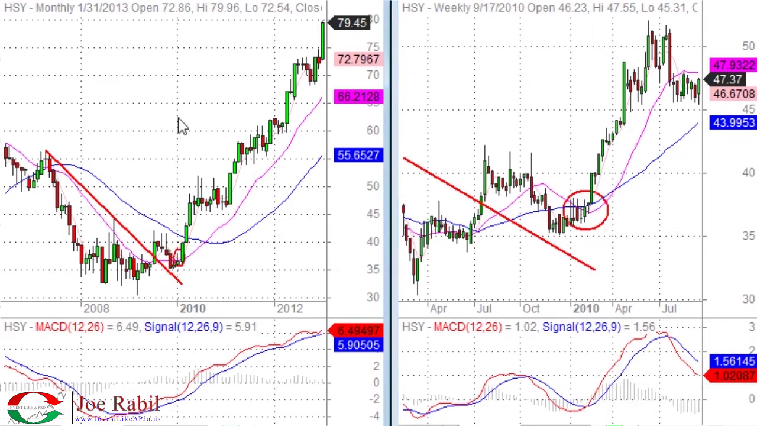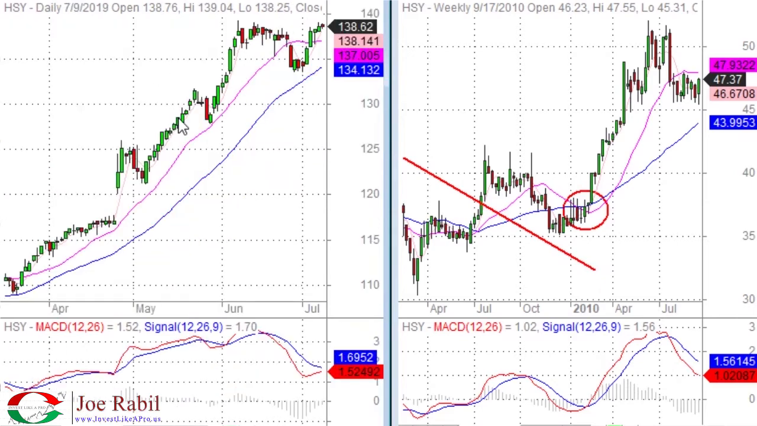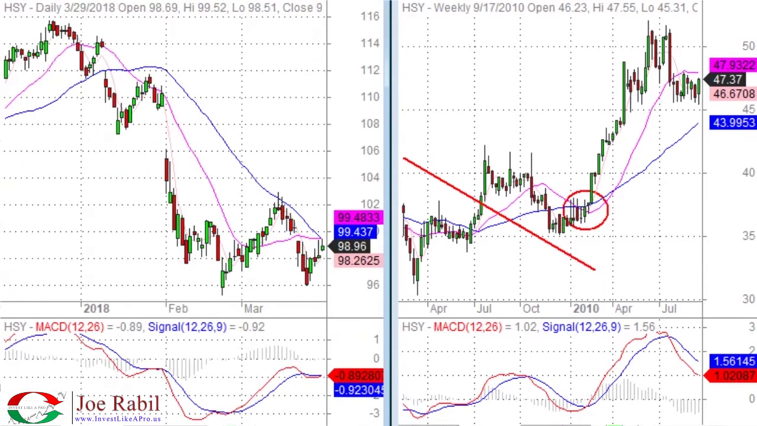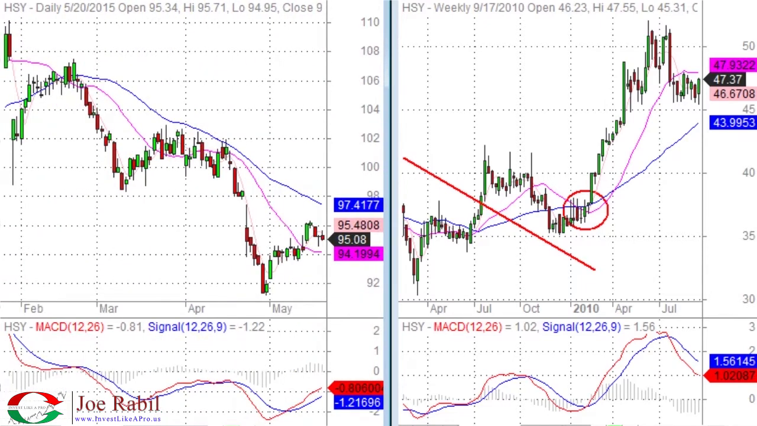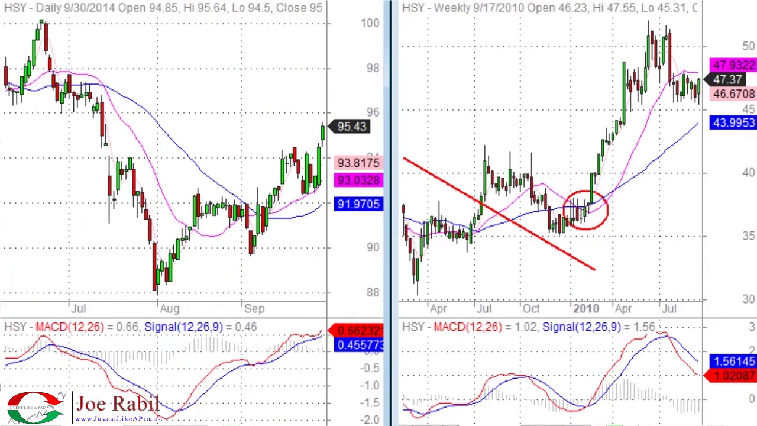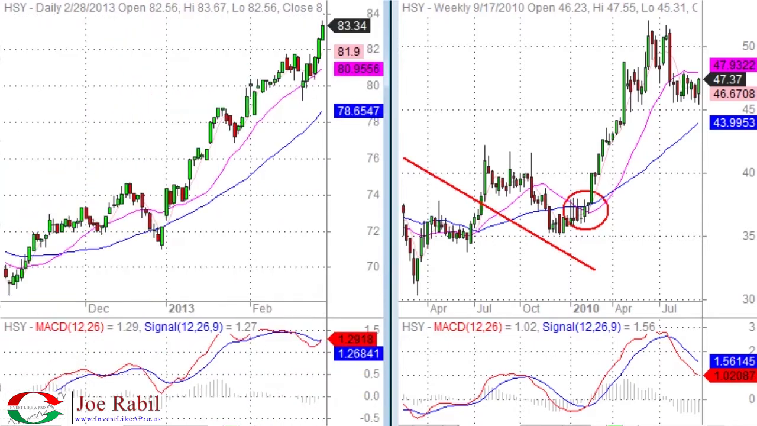I'm going to switch this chart, this one on this side, to a daily, and I'm going to go back in time and find this circle. Just give me a second here. It's way back in time.